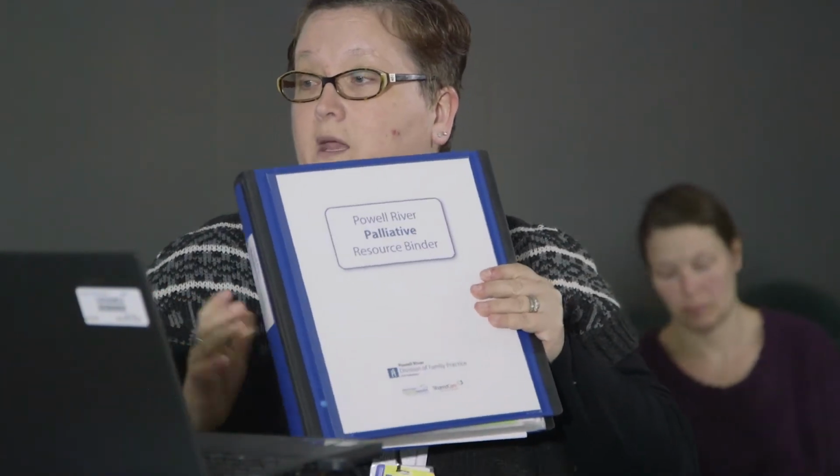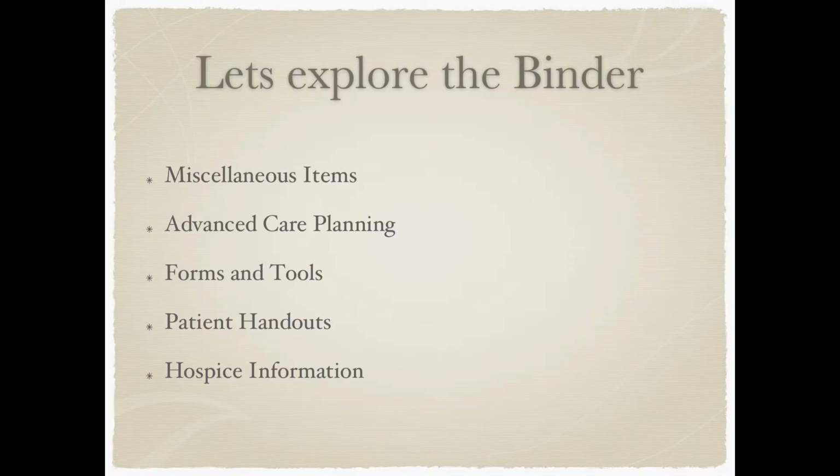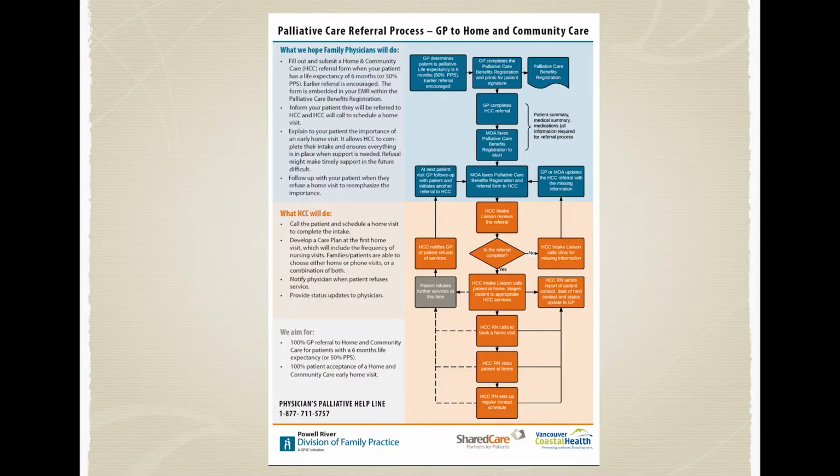So I'm just going to quickly go over why the binder, and basically it's just to allow for a central location in the hospital on the units, as well as physician offices, where the forms can be stored. It's broken down into 5 categories: miscellaneous items, advanced care planning, forms and tools, patient handouts, and hospice information and handouts. So this is one that the GPs use.